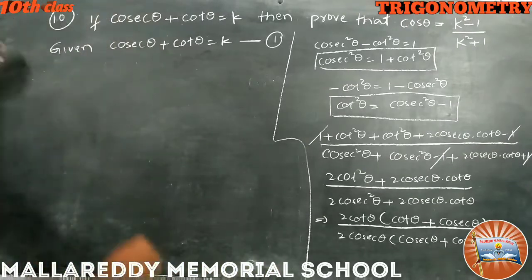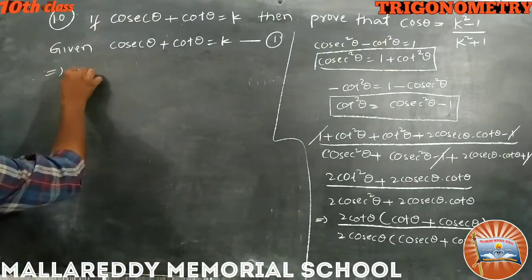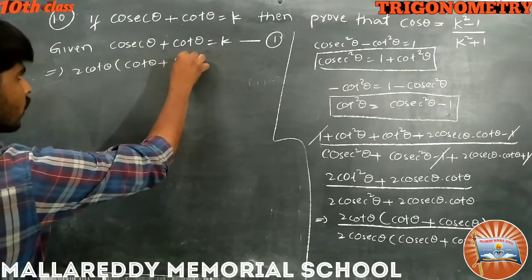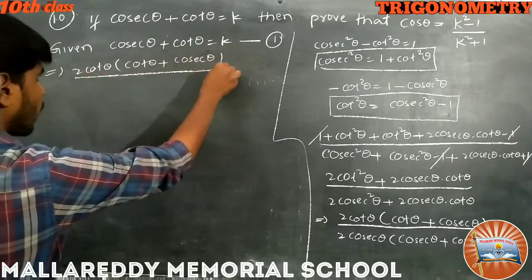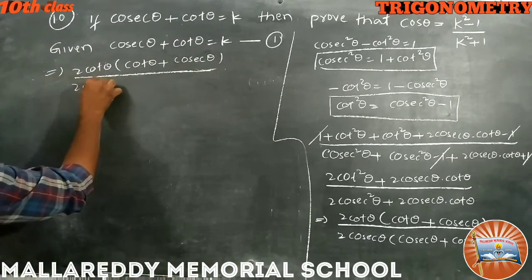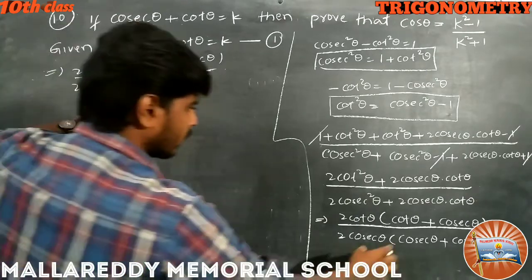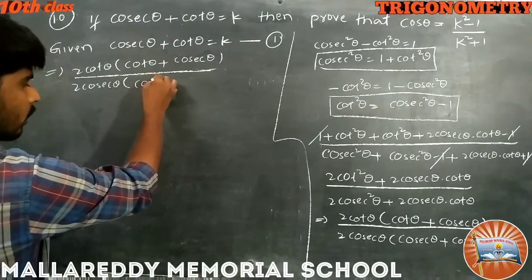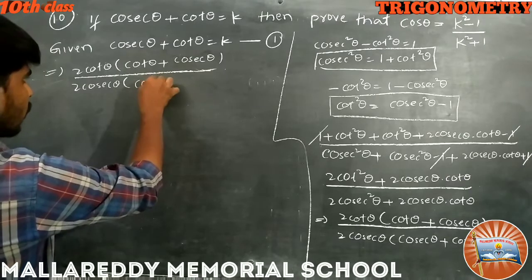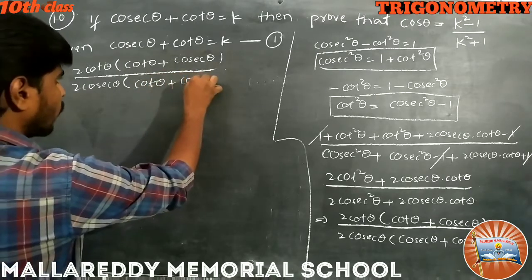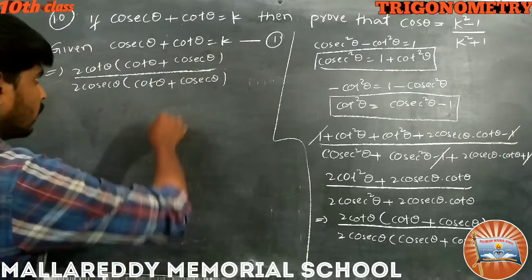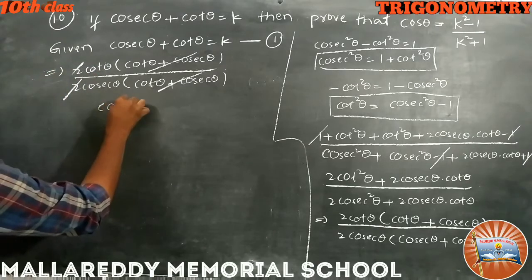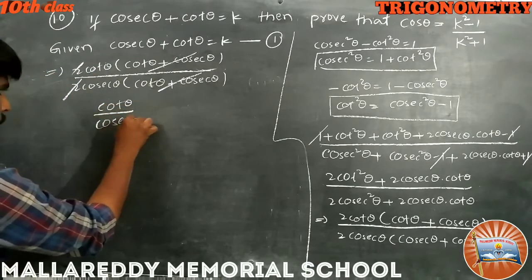So look carefully. This 2 cot theta by cot theta plus cosec theta, and by this one 2 cosec theta, I am going to write this as cot theta plus cosec theta. There is nothing different. Cot theta plus cosec theta. Here these 2 get cancelled. What is the remaining one? The 2 gets cancelled. Cot theta by cosec theta is the remaining.